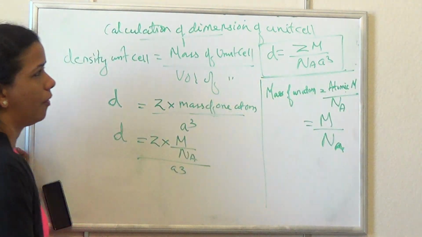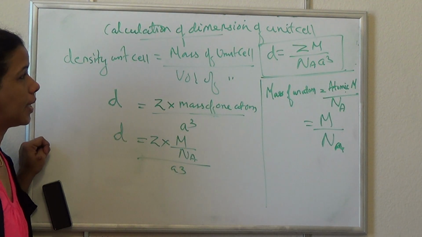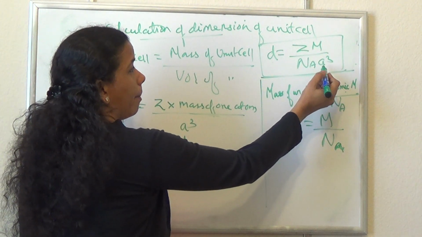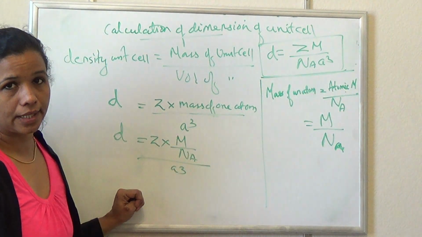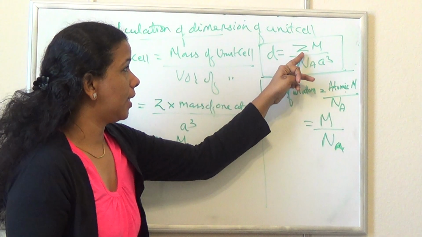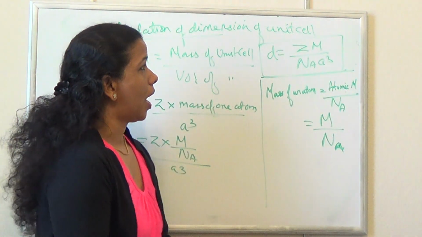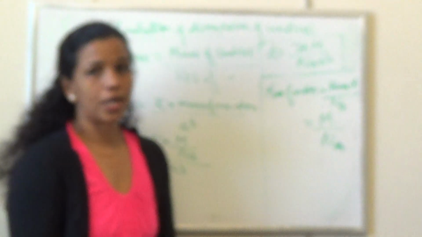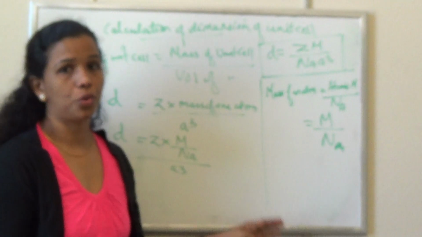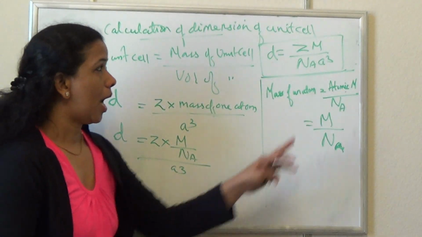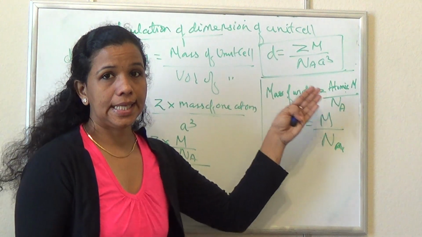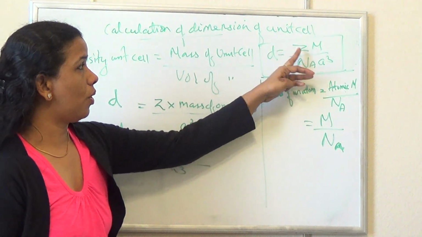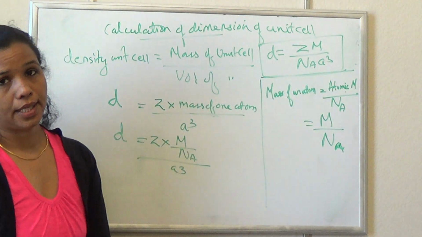Using this equation, we can calculate all the dimensions of a unit cell. That is, we can calculate density, Z, atomic mass, Avogadro number, volume and edge length. Here d is the density, Z is the effective number of atoms, M is the atomic mass. If it is a molecule, we have to take molecular mass. Na, the Avogadro number, is a constant having value 6.0228 into 10 raised to 23, and a cube is the volume, where a is the edge length. So we can calculate all cell dimensions by using this equation.